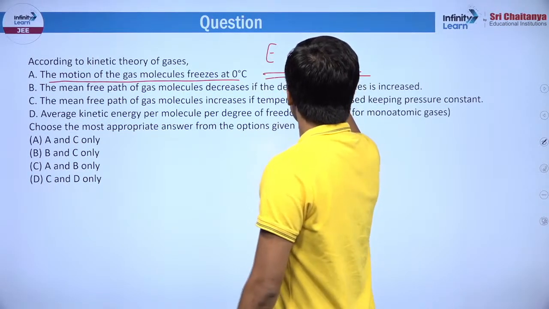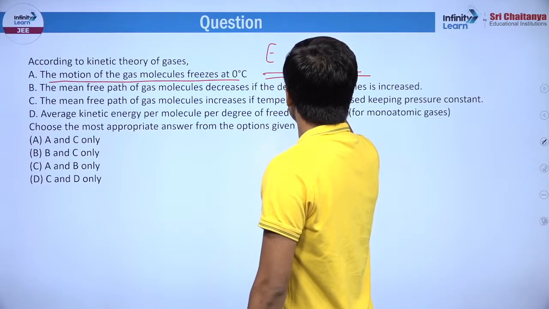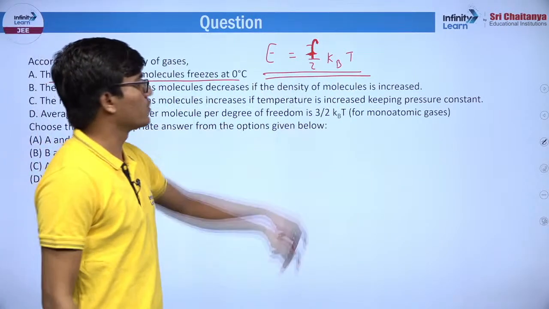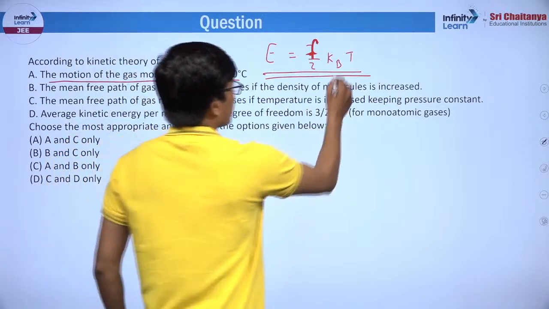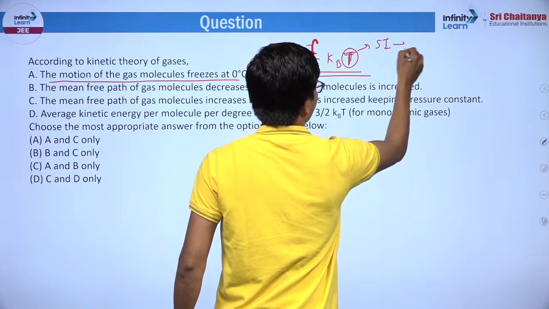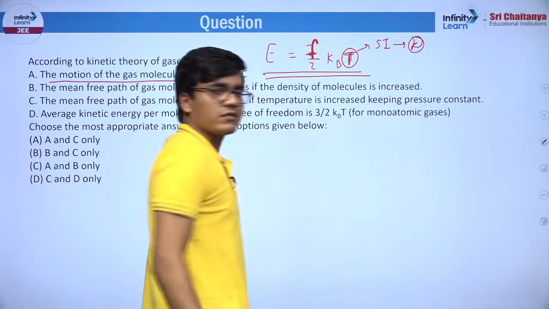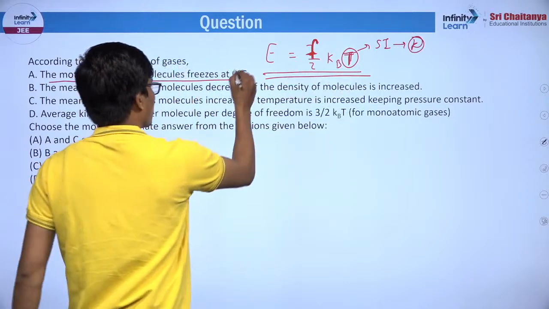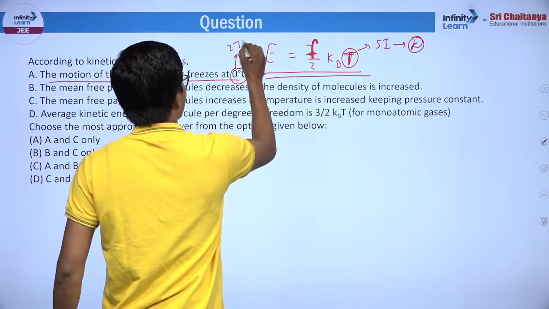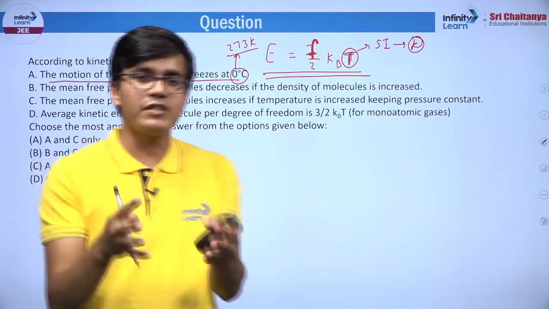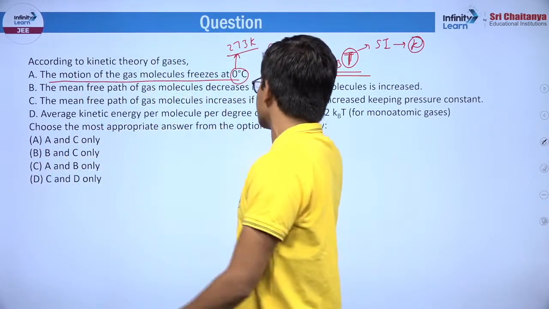This is the energy of any gas per molecule, right? Now here T, that you have to put in SI units, means Kelvin. It should be in Kelvin, right? Now it is 0 degree, so we will not put 0 here. 0 degree means 273 Kelvin. So if you put 273 Kelvin here, you are having the kinetic energy of those particles.